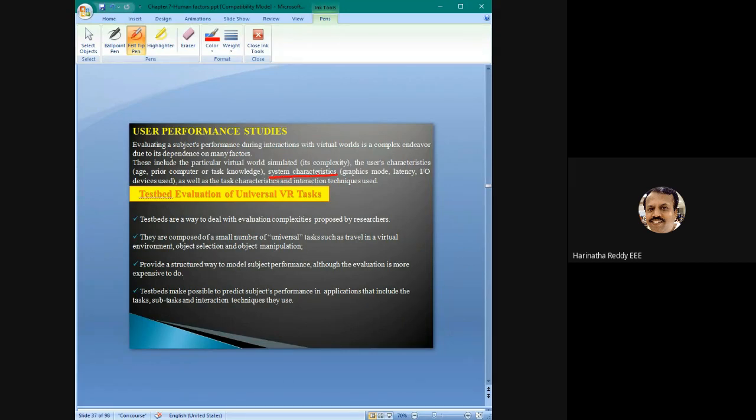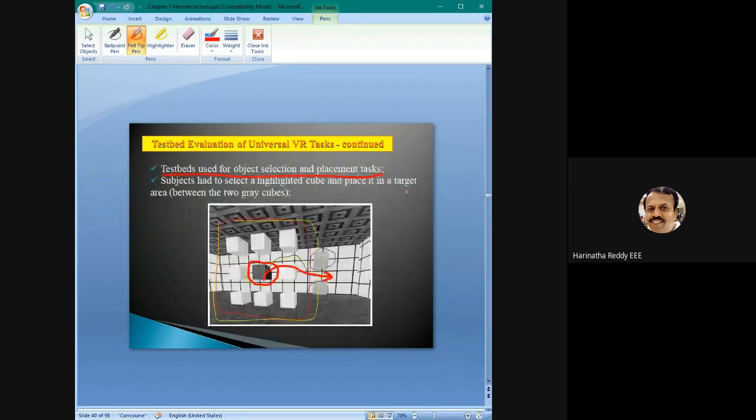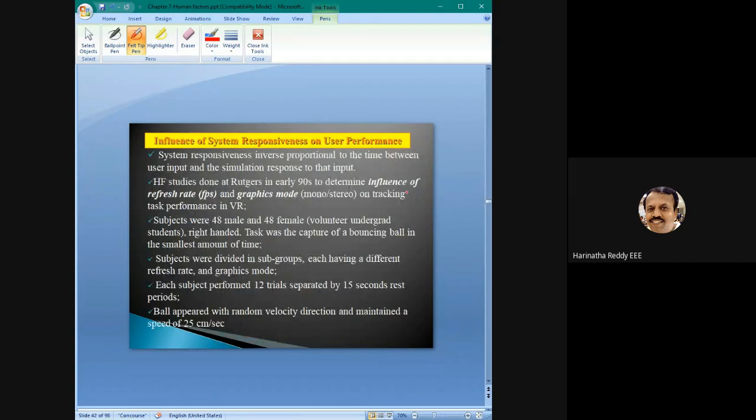System characteristics, the one which I have underlined in red, is very important also. It's one of the important tasks. So after the test bed, you can take the influence of system responsiveness and user performance. That means, how is the system's response? System characteristics are the basis on which the response keeps changing.